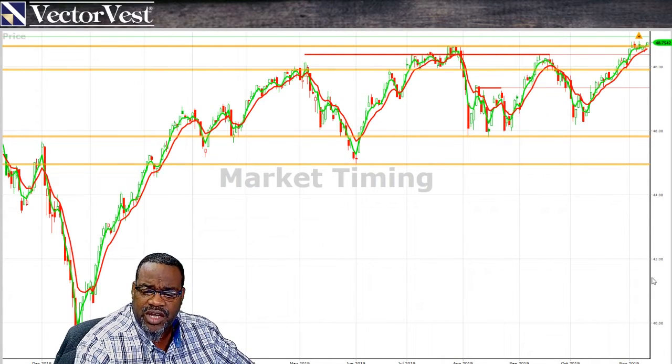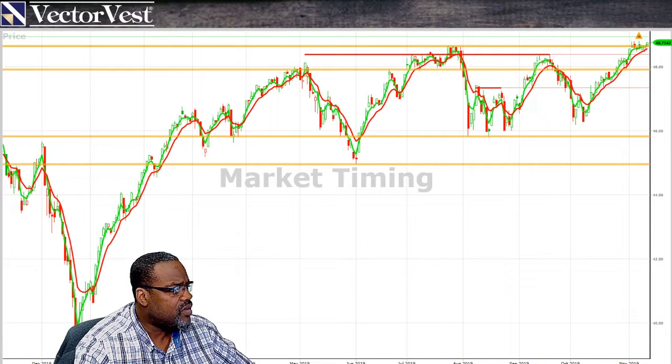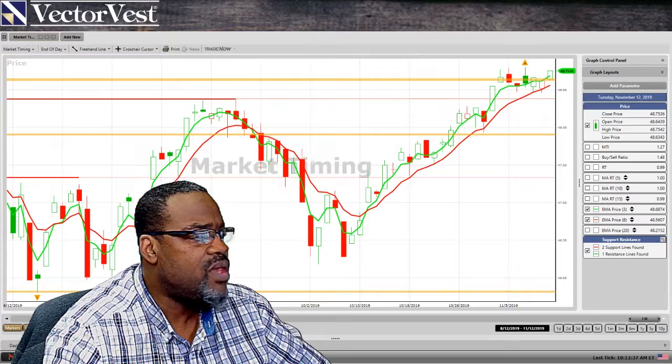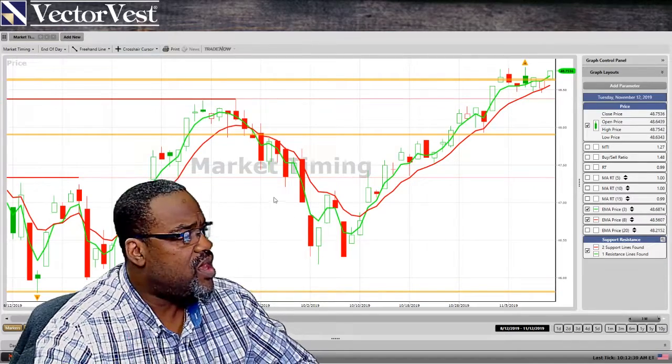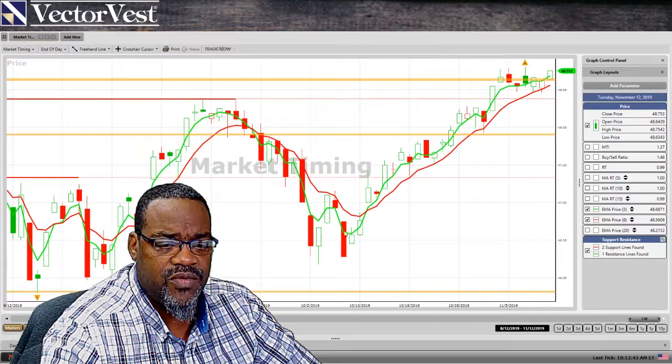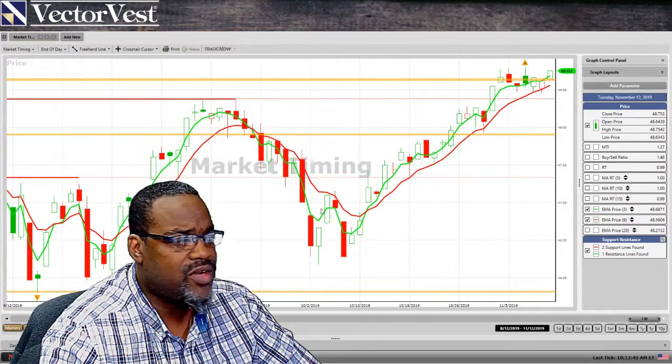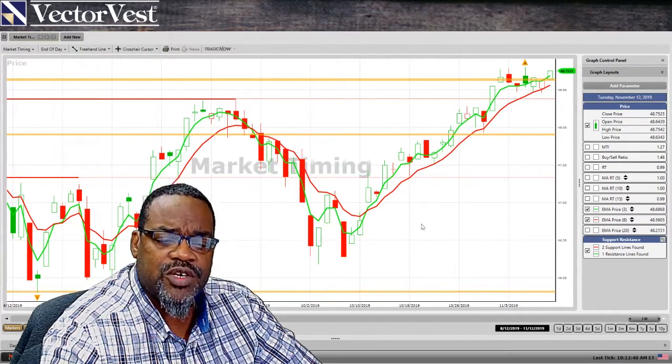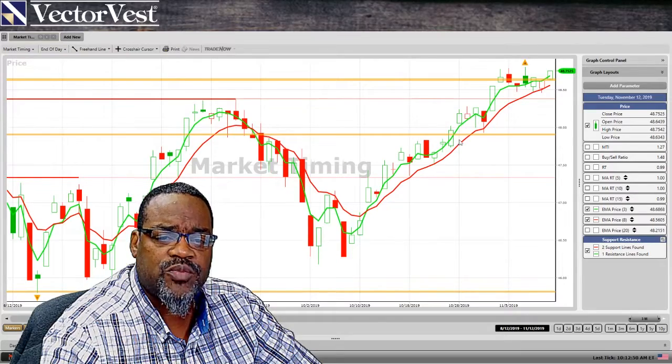I can clearly see, and put this on a 3-month graph. Why did my graph not change here? There we go. Put this on a 3-month graph, and we can see big move down back in September, down to October, big down days in the VectorVest Composite. But currently, right now, the market's moving higher.